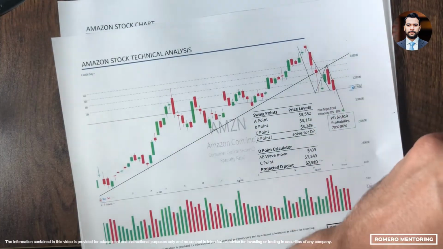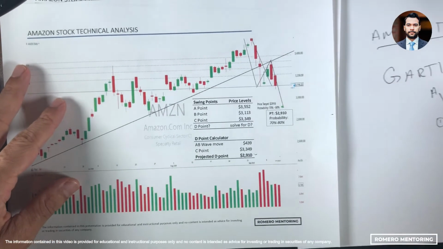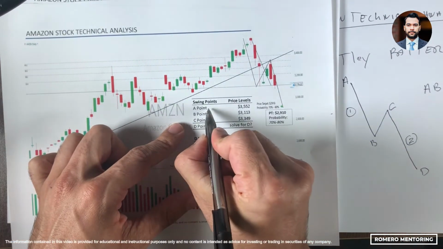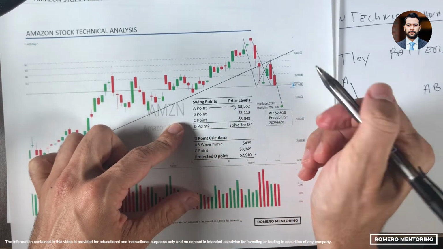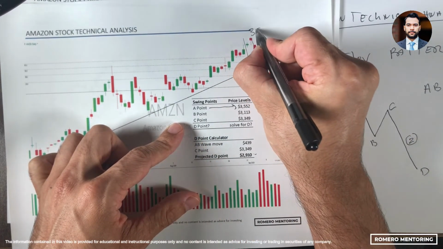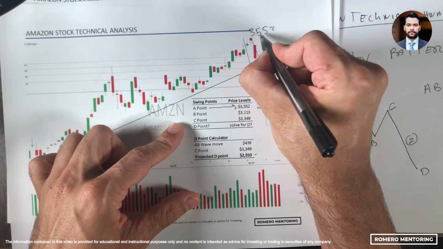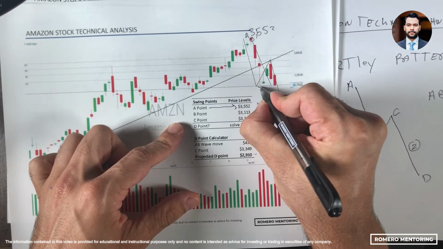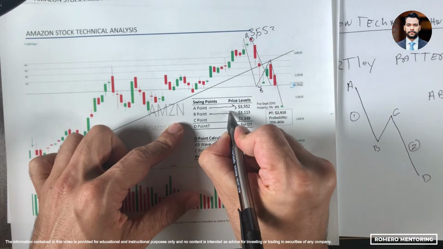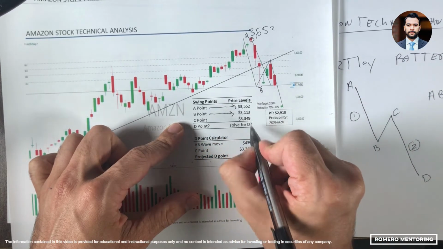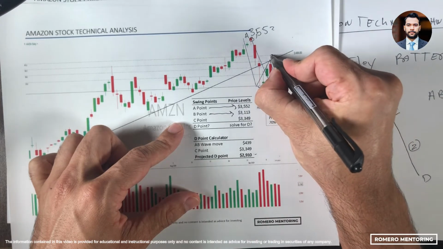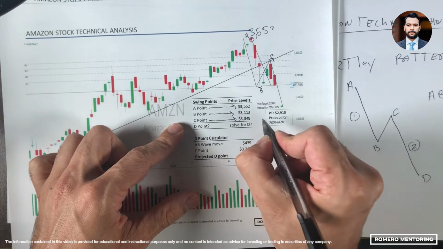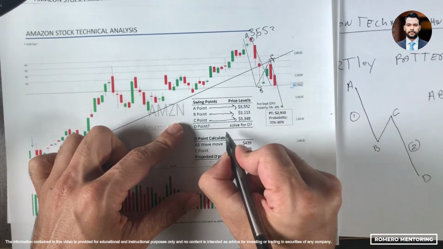So if I revert back to my initial graph, which is this one, you can see here basically all of the price points and how we applied this Gartley pattern. So my point A is 35.52. This was the high. This is the A point. The B point, down here, was $3,113. Then my C point is 33.49. Now, what is the expected D move?